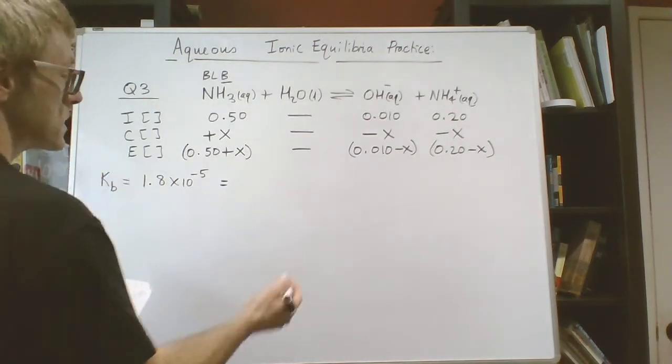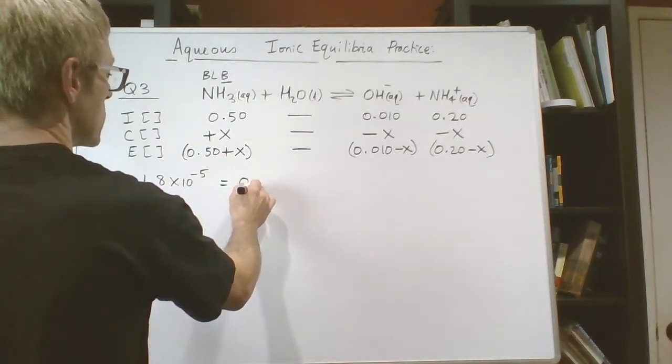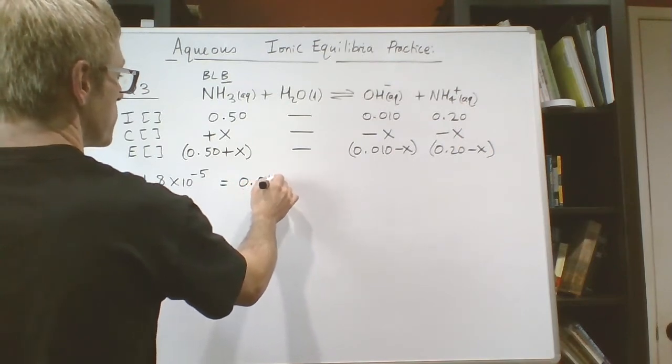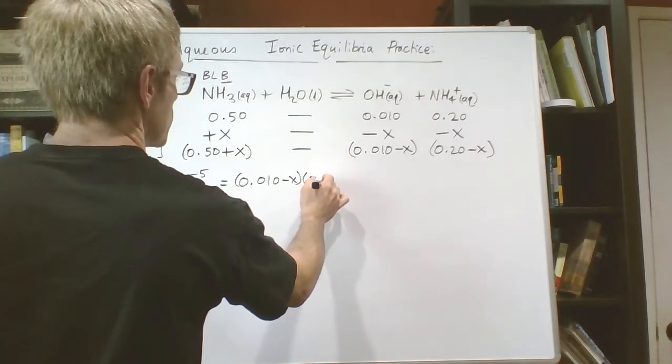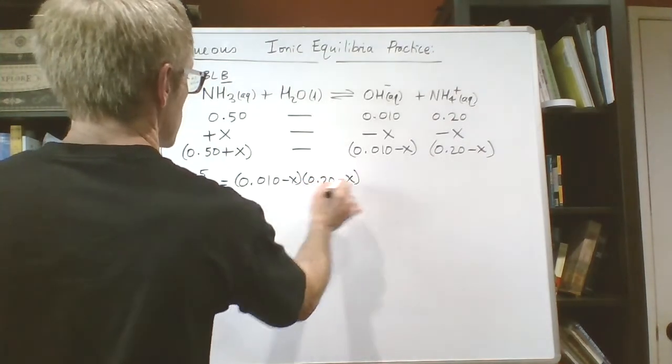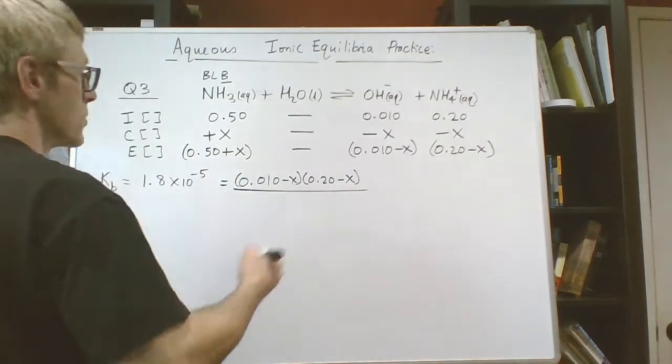So I go ahead and proceed. This is going to be the product of the products divided by the product of the reactants.